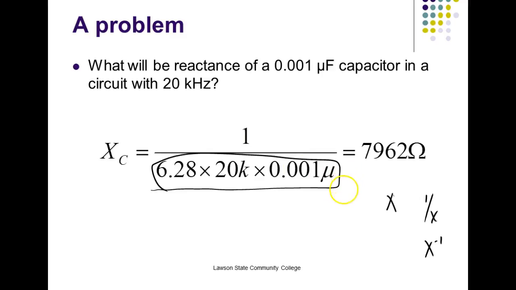But if anything under here goes up, then this right here is going to do what? Of course, the 6.28 is not going to change. It's what we call a constant. That's 2 pi. Are we okay? Frequency goes up, X sub C goes down. Frequency goes down, X sub C goes up. Capacitance goes up, X sub C goes down. Later on this will become important when we start looking at blocking DC and passing AC.